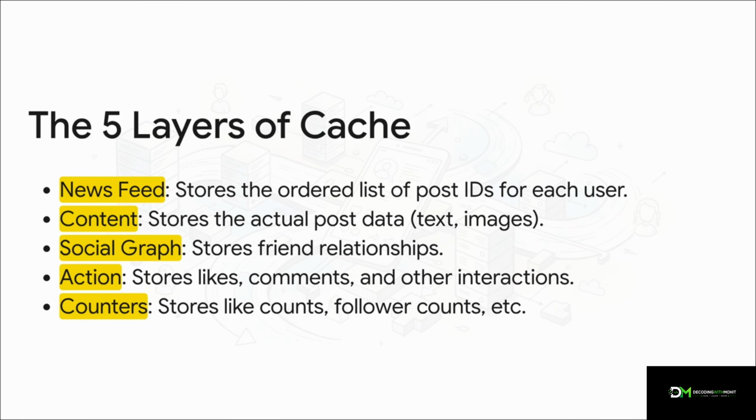And we don't just use one giant cache for everything. No way. We create multiple, specialized layers. So there's a cache just for that list of post IDs for each user. There's another one for the actual content of the posts. One for the social graph, who's friends with whom. Caches for actions, for counters. And this separation is absolutely critical. It allows different parts of the system to grow and scale independently, and it makes sure we only fetch the exact data we need, which makes the whole thing incredibly fast.